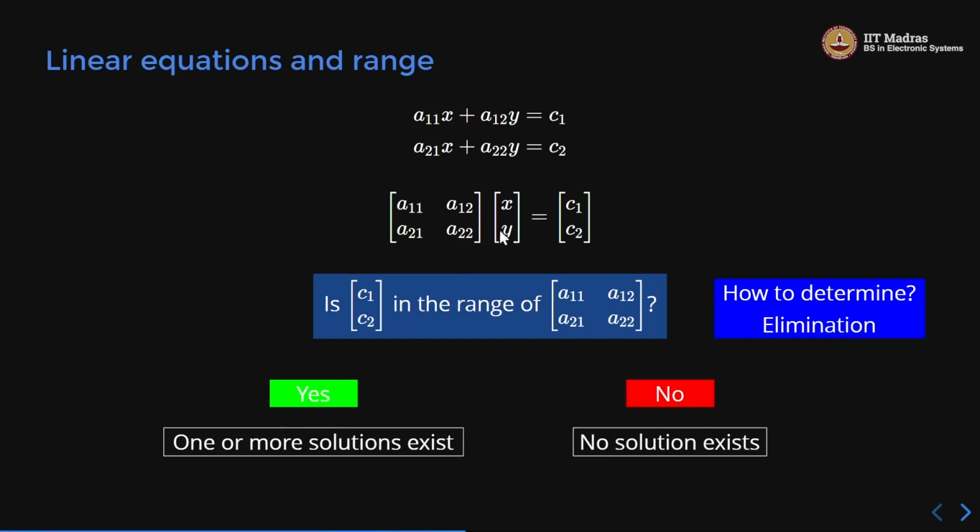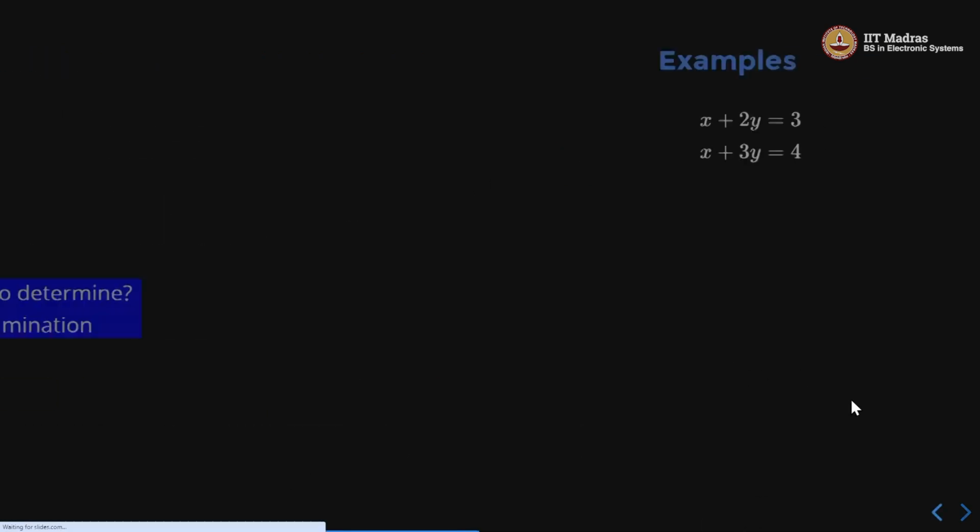This is the reason why the elimination process is important. The elimination process is basically trying to find out if the RHS is in the range of the matrix. And if it is in the range, you may have one solution or more solutions. So this is something to remember. But if it is no, then there is no solution. So this is the way to answer this question.